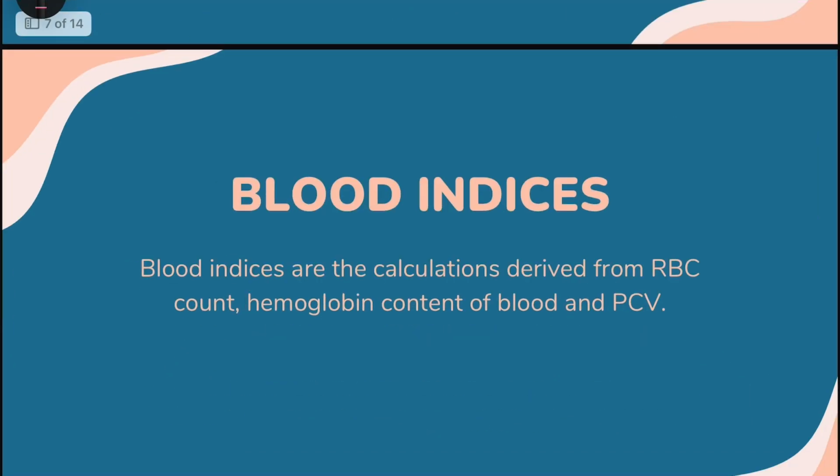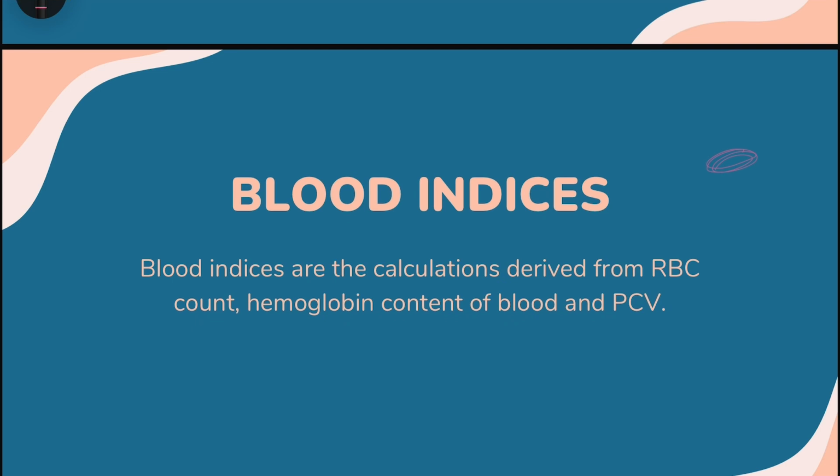Next, let's study what blood indices are. Blood indices are the calculations derived from the RBC count, hemoglobin content of blood and PCV. As we know, the RBC is a biconcave cell which has no nucleus, and it has hemoglobin, the iron pigment, attached to it. The blood indices are very important from the clinical and pathological point of view because they help to assess and diagnose many features of diseases, especially in case of anemia. So let's study them in detail.